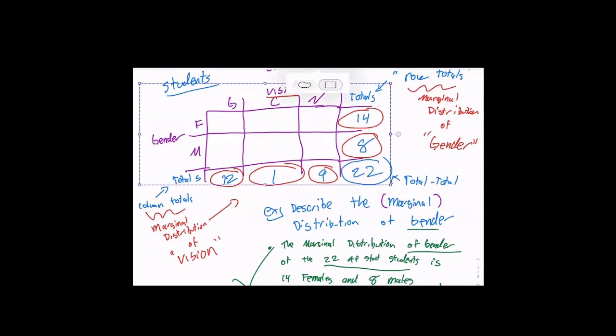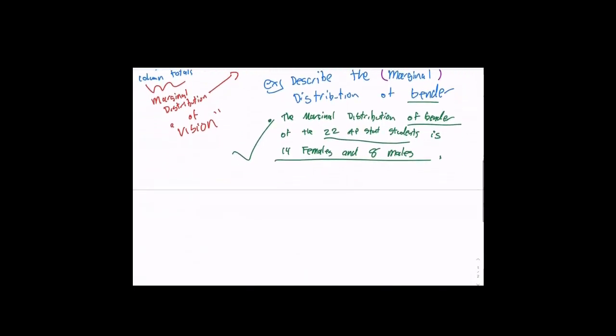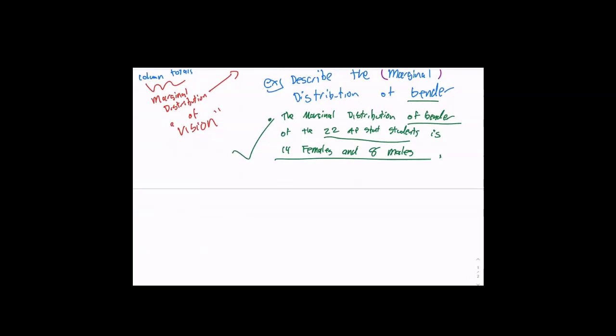So gender is the who and the 22 AP students is the what? No, the 22 AP Stat students is the who. The gender is the what. Okay. The females, males is the breakdown of the what.